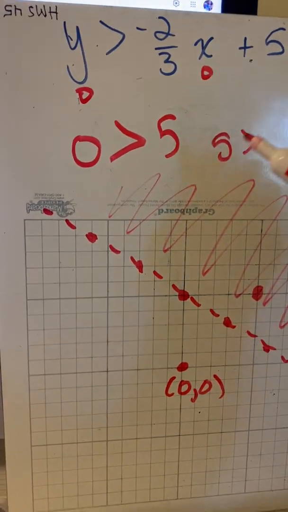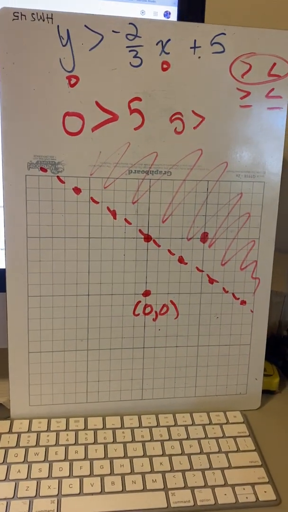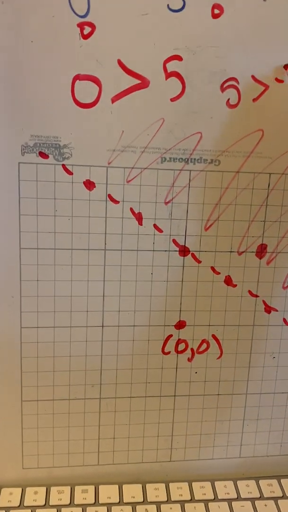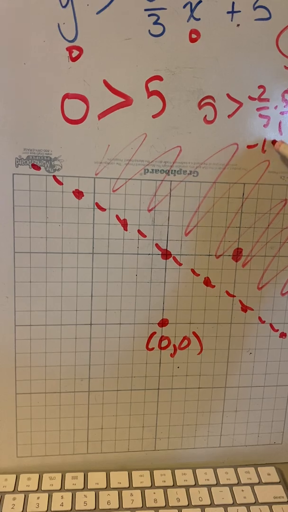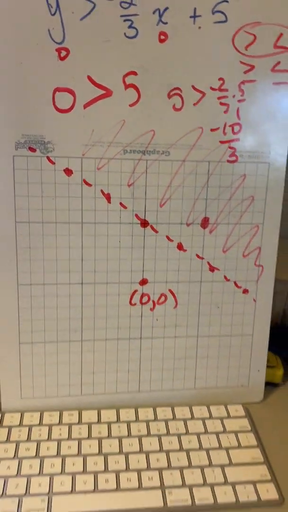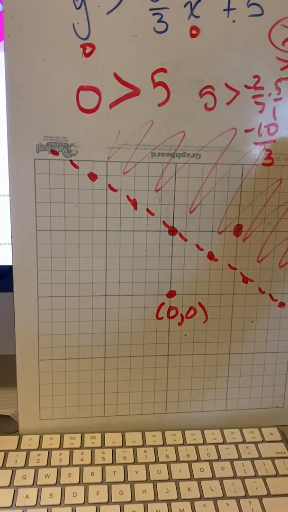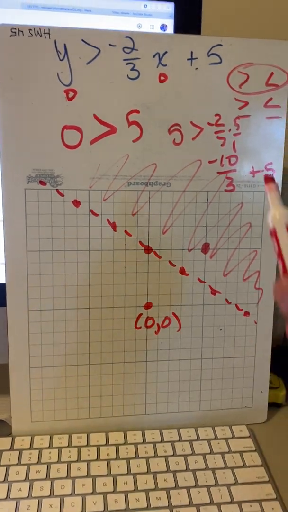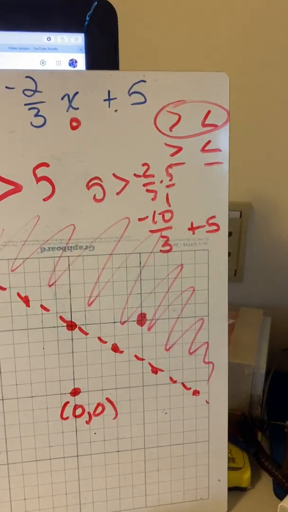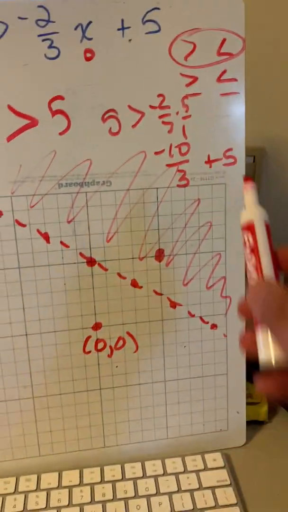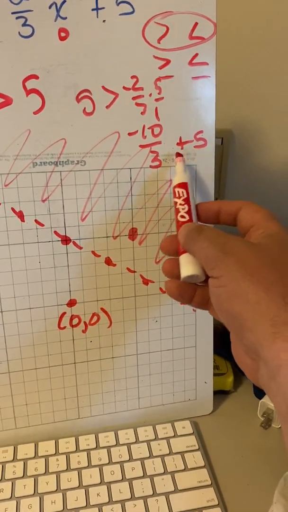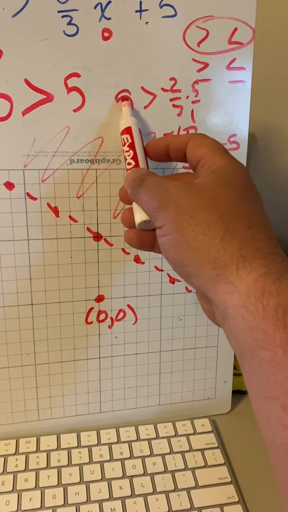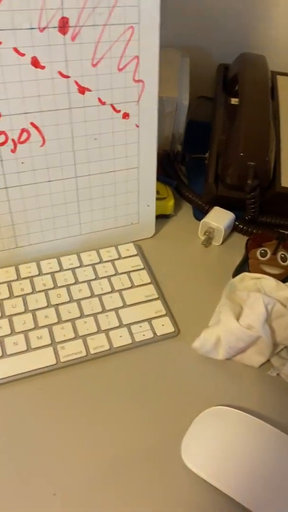negative 2/3 times 5. Negative 2/3 times 5 over 1 should turn into negative 10/3. Plus 5. Negative 10/3 is basically negative 3 1/3. This is going to be like 2 2/3 as an answer when we work this out. Is 5 greater than 2 2/3? Yes. That's why it works.